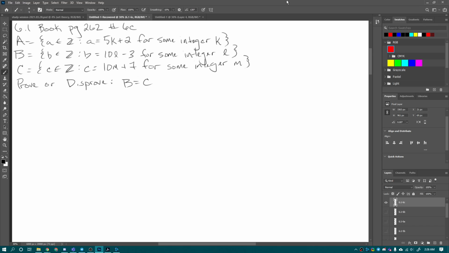Okay, guys, this is our fifth and final problem from chapter 6.1. The problem comes from the book, page 262, and it's problem number 6, part C.